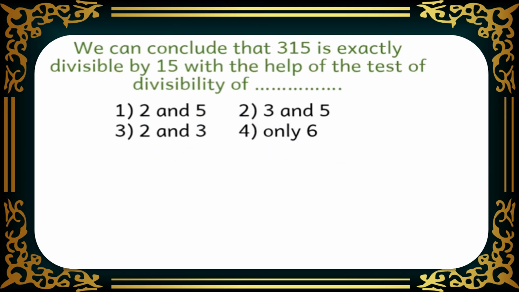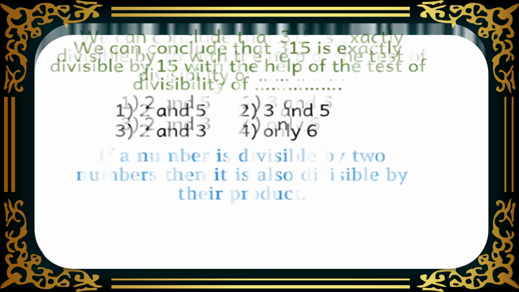Let us see another example. First of all, read the question carefully. We can conclude that 315 is exactly divisible by 15 with the help of the test of divisibility of dash. I have 315, okay, is exactly divisible by 15 with the help of the test of divisibility of what? ऐसे कौन से दो नंबर्स हैं जिसके थ्रू हम लोग ये 15 को डिवाइड कर सकते हैं? Whether it is 2 and 5, whether it is 3 and 5, whether it is 2 and 3, or only 6. Let us check that.